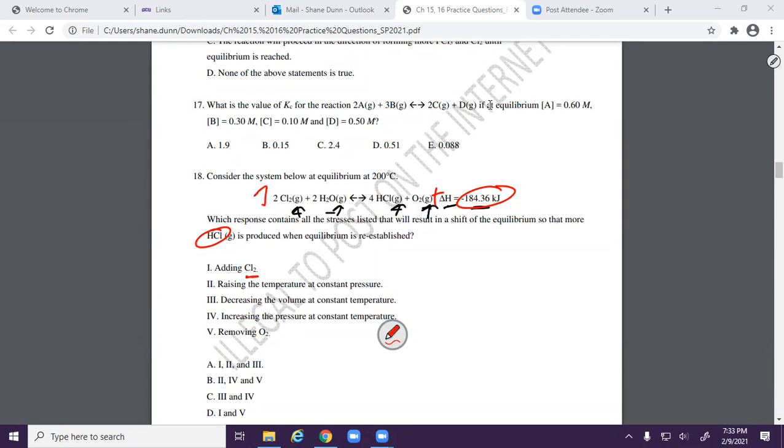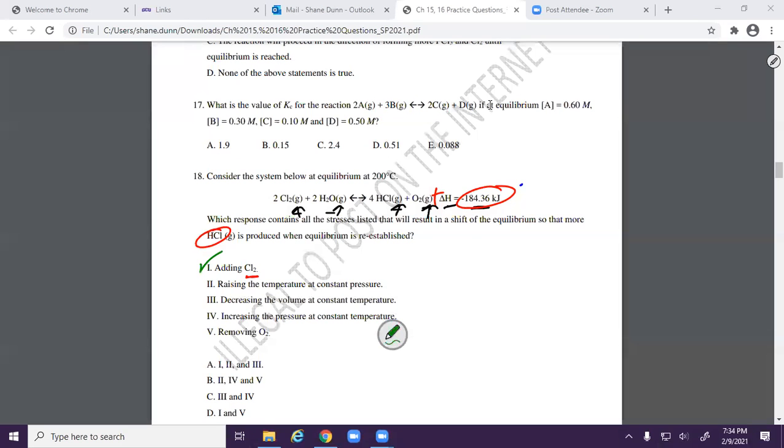If this side goes up, how does the other side have to counteract that? Go up as well, right? If I add more of this stuff, this side has to go up by the exact same amount, theoretically speaking. So number 1 is correct.